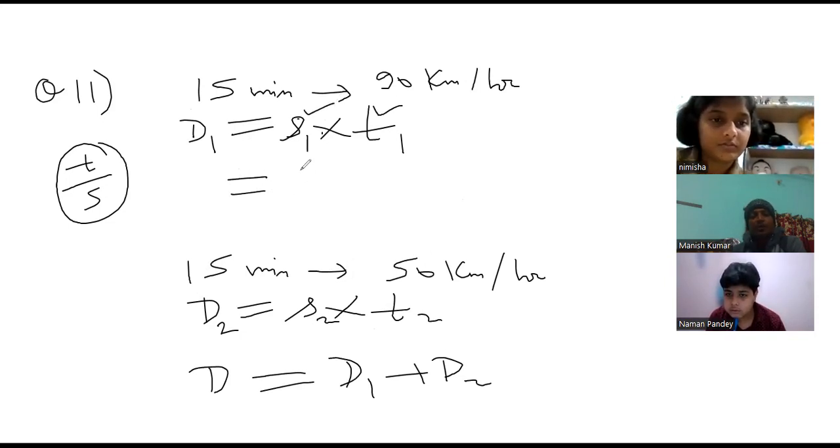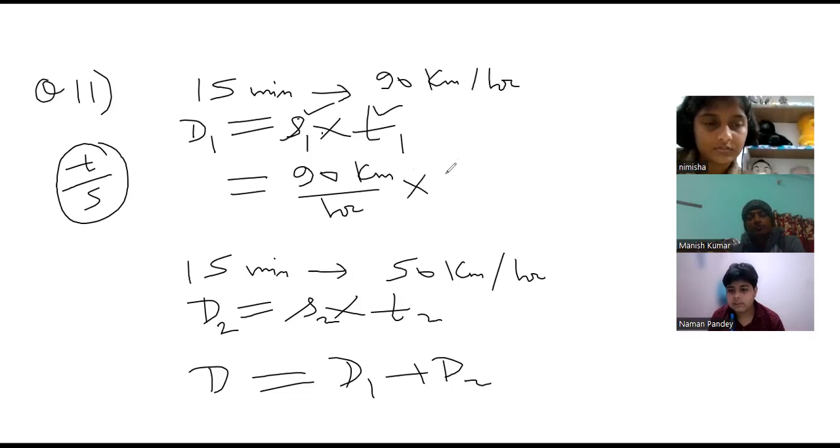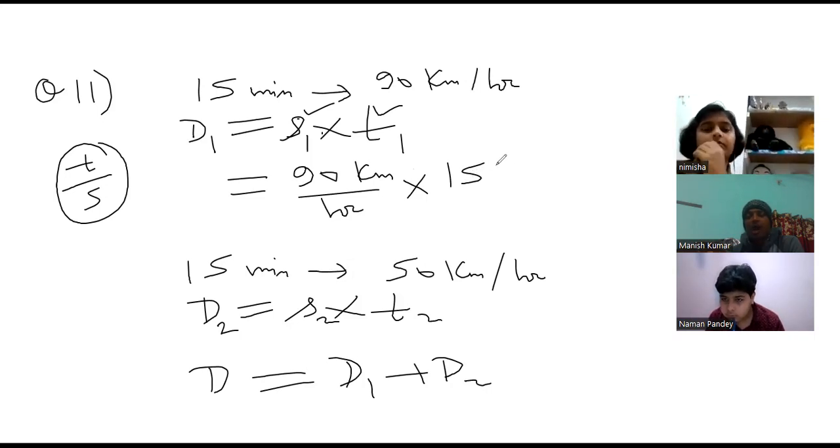Speed and time both are given, isn't it? Yes, sir. What is the speed? 90 kilometer per hour into what is the time? 15 minutes. Nimisha, what is the time written here? So 15 minutes, so we will write 15 here. Yes, sir. Afterwards we will change the time. If 15 minutes is there, how many hours will be there in 15 minutes? How to convert minutes into hours?